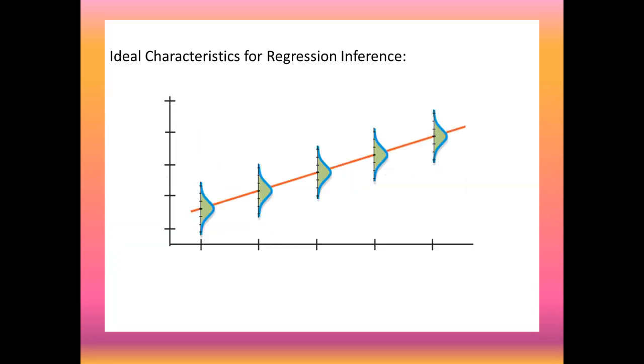This picture is supposed to represent the conditions for regression inference being satisfied, although really you can't see independence being satisfied in the picture. You can see the other 3.